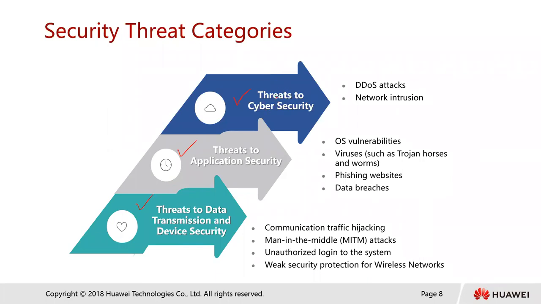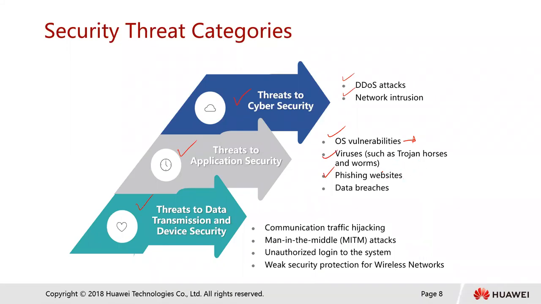Now let us look at threats to cybersecurity. We have distributed denial of service attacks. We have network intrusion. Under the threats to application security, we always have vulnerabilities. These are the weaknesses in your operating systems. We also have viruses such as Trojan horses and worms. We have, of course, phishing websites, like that website which our colleague shared on our WhatsApp group telling us about the WhatsApp anniversary, right?